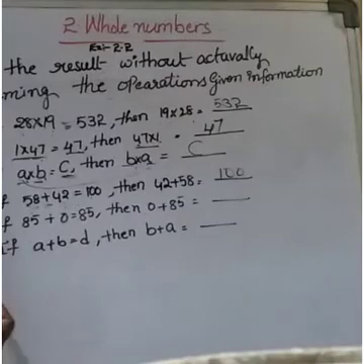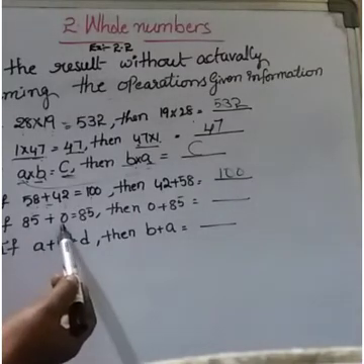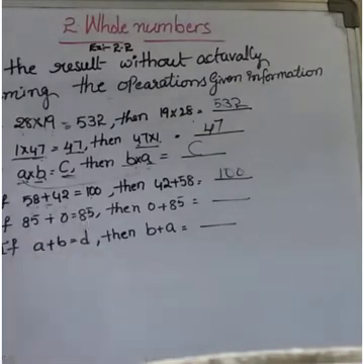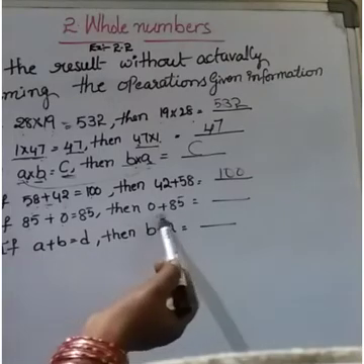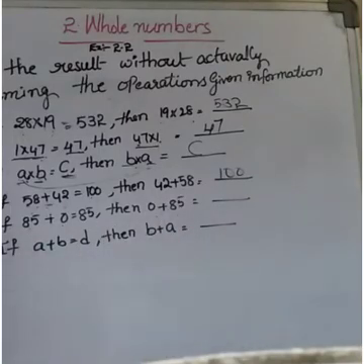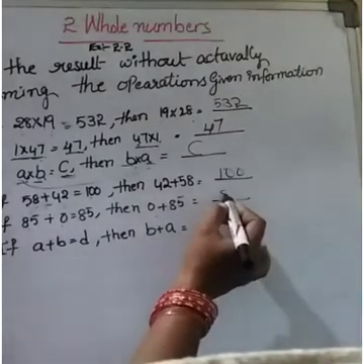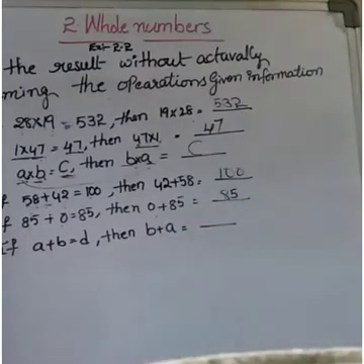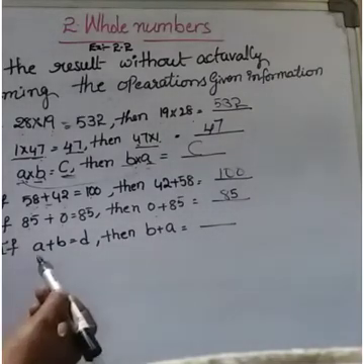Then fifth one, 85 plus 0 is equal to 85. Then 0 plus 85 also we get the same answer. When we add 0, or when we subtract 0, there is no change. We get the same answer. Is it clear, everybody? Right. Next, sixth one, A plus B.